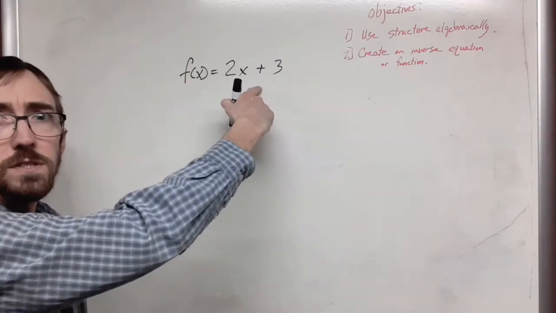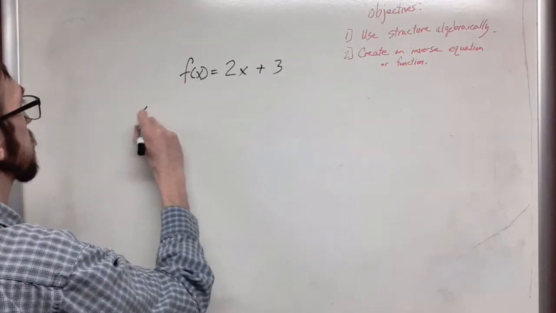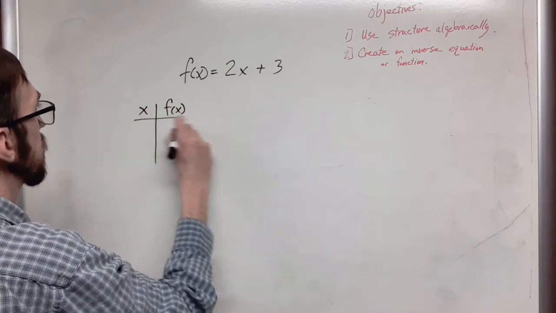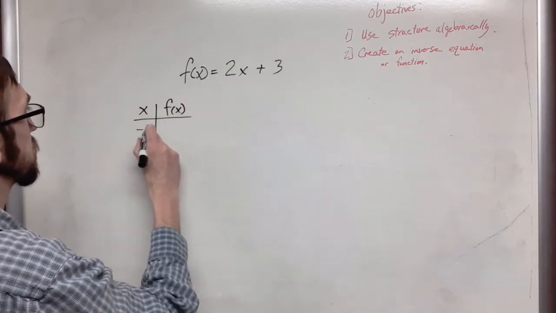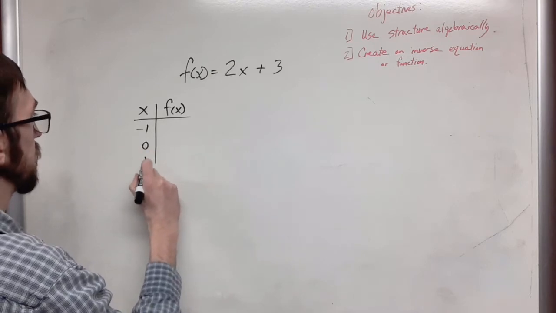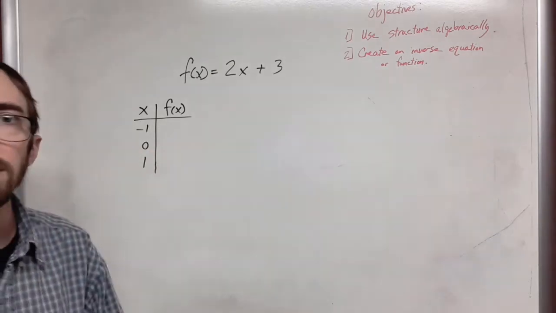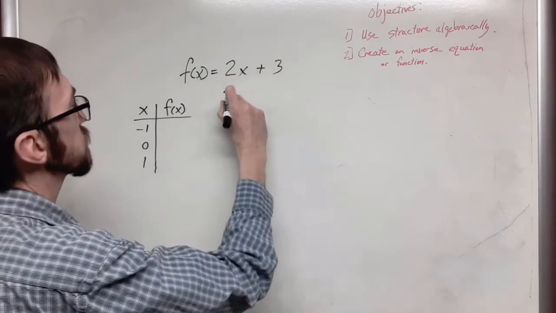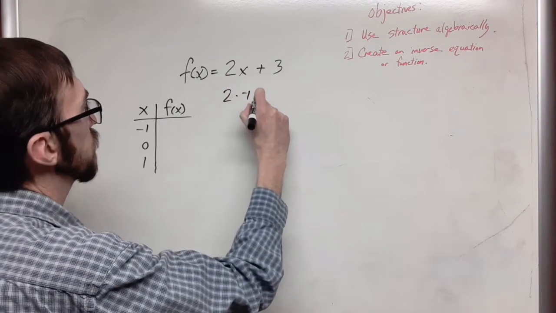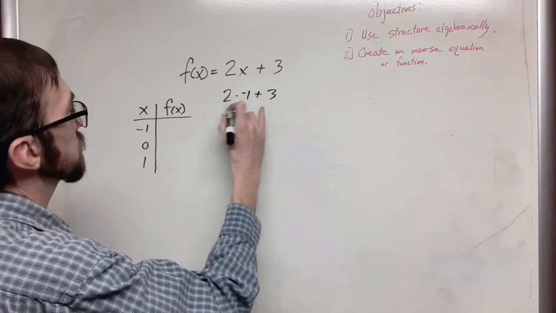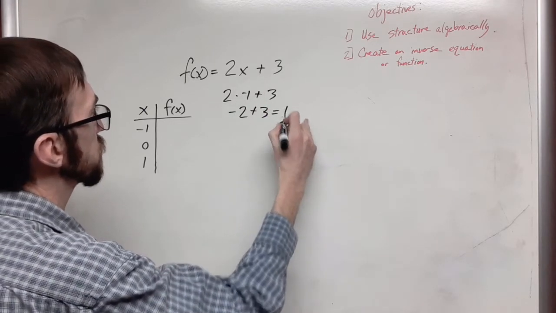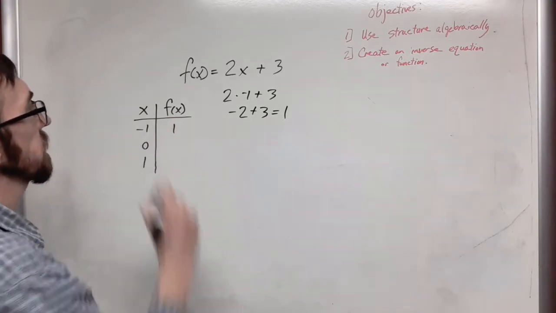So for this function here, let's make a table of values. And let's plug in some inputs. Let's do -1, 0, and 1. Those are all easy to calculate. If I plug -1 in here, I have 2 times -1 plus 3. So this is going to be -2 plus 3, which is equal to 1.